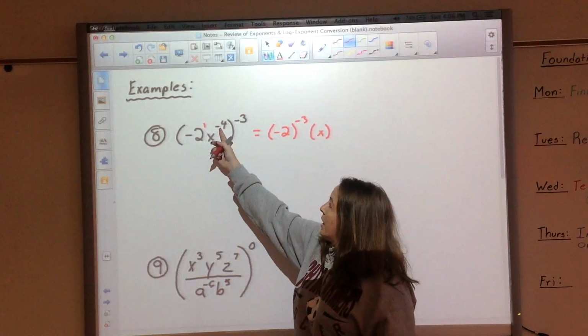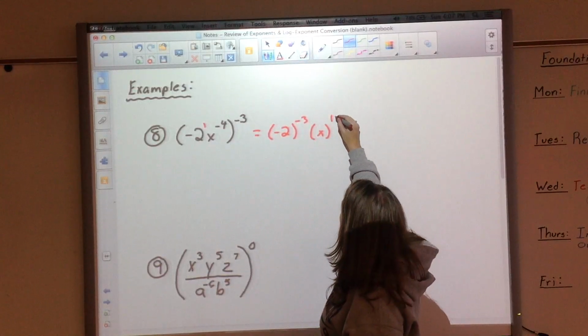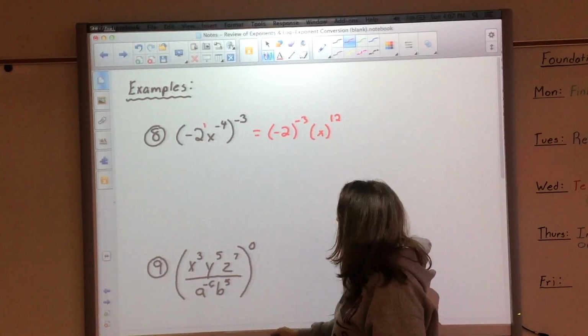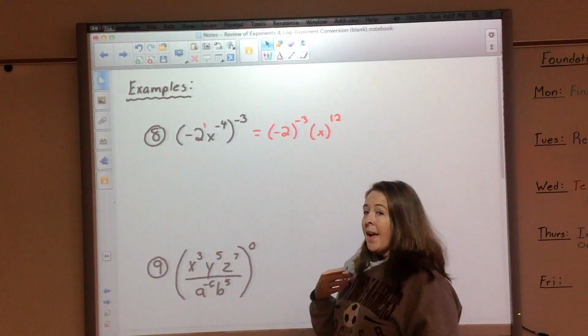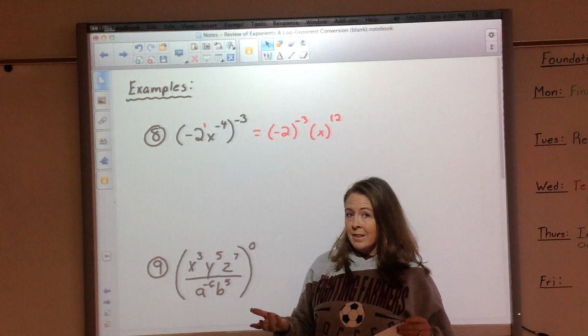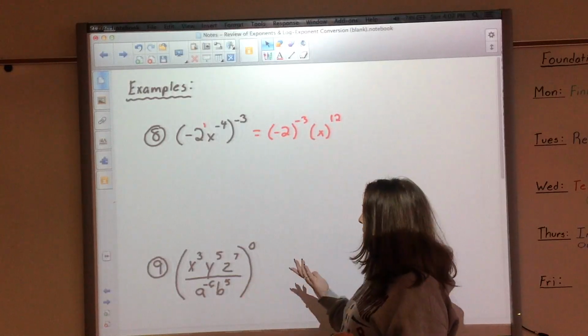Actually, negative 4 times negative 3 is going to give us a positive 12. That's much better. All right, then we look at this and see, do we have any more negative exponents or anything that needs to be simplified? And of course, our answer is yes.